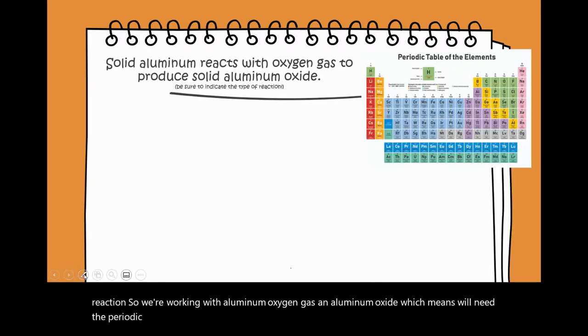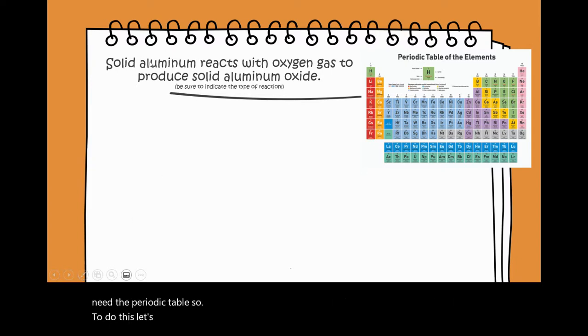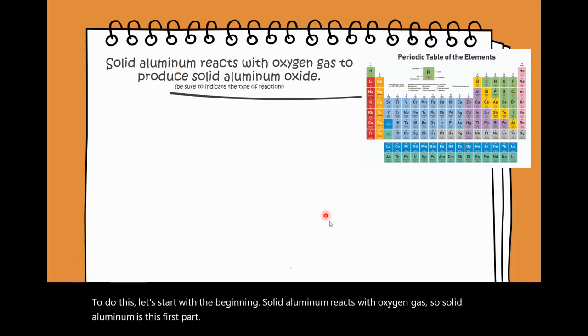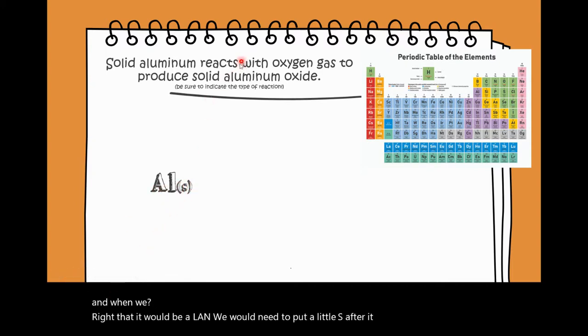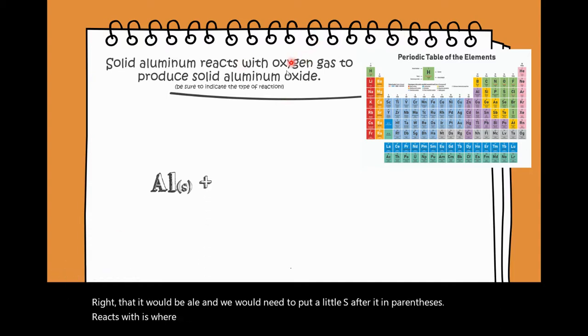To do this, let's start with the beginning. Solid aluminum reacts with oxygen gas. So solid aluminum is this first part. When we write that, it would be Al, and we would need to put a little (s) after it in parentheses. Reacts with is where we know we need a plus sign. Oxygen gas, okay, oxygen is O.